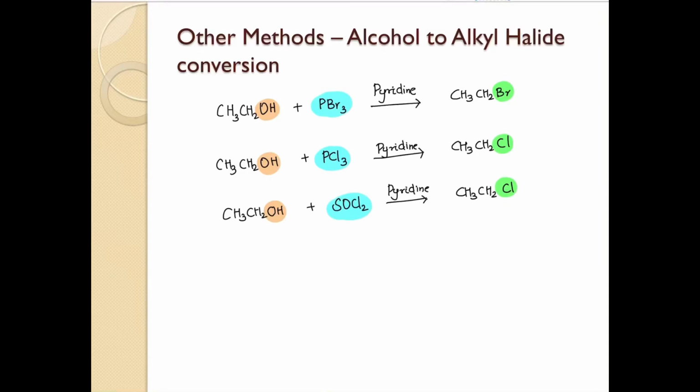Apart from using HBr, HI, or HCl to convert an alcohol into an alkyl halide, we can also use PBr3, phosphorus tribromide, phosphorus trichloride, or thionyl chloride to give the respective alkyl halide. In all of these cases, we are going to use pyridine. Pyridine is going to act as a base as well as a solvent.